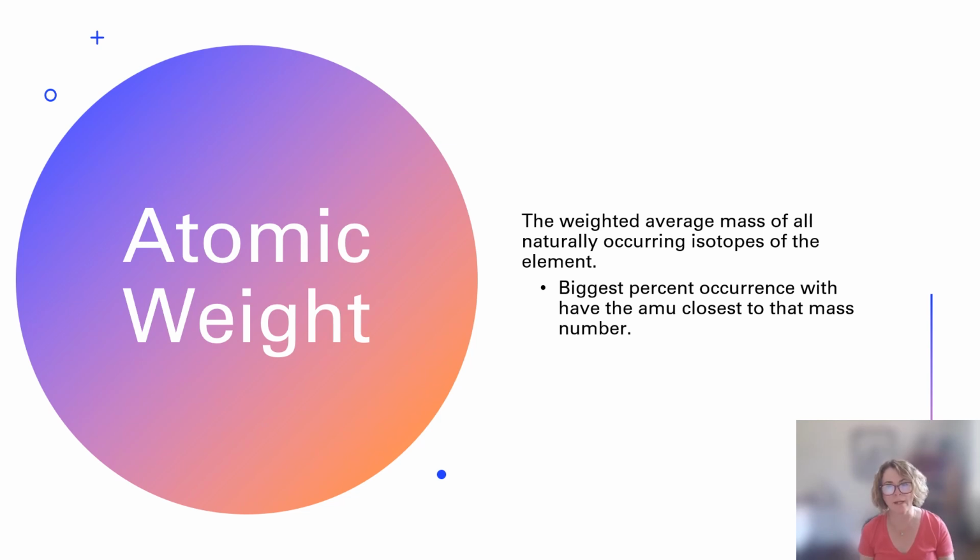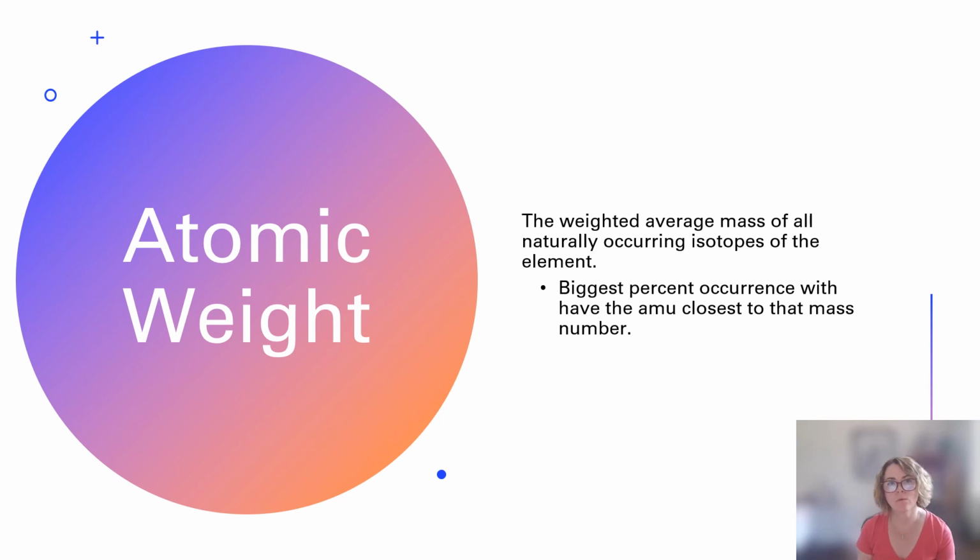The atomic weight is the weighted average mass of all of the naturally occurring isotopes of the element. Remember that the mass number is for a specific isotope, so it's for one. The atomic weight is for all of the different isotopes all combined together, and they're weighted based on how abundant they are, how they occur in nature.